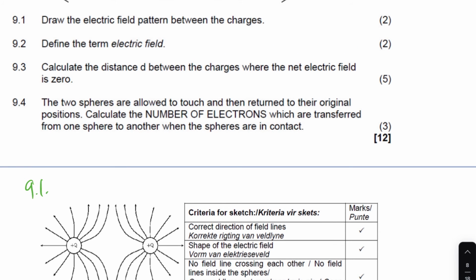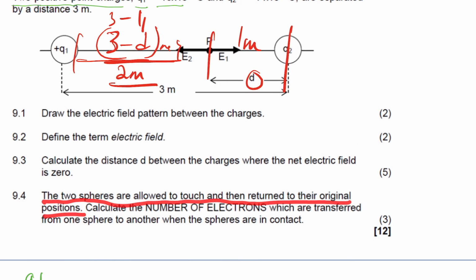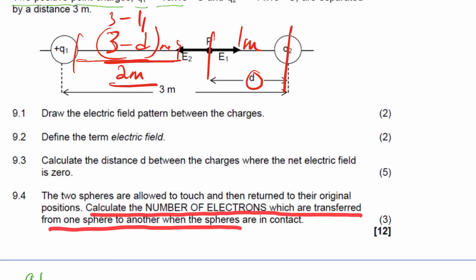Let's answer quickly 9.4. Two spheres are allowed to touch and then return to their original position. Which spheres? Q2 and Q1, and calculate the number of electrons transferred from one sphere to another. Guys, you know what to do there.